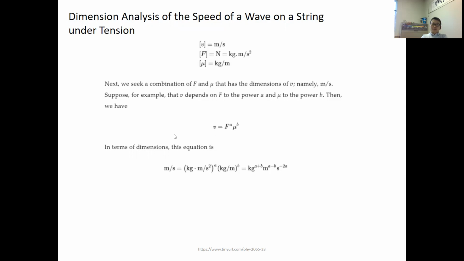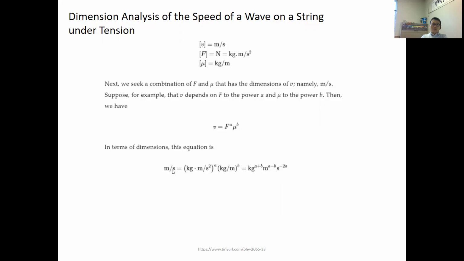On the left-hand side, the velocity should have units of meters per second. On the right-hand side, force is kg times meters over second squared to the a power, and then kg over m to the b power. So you will have kg to the a plus b, and then meters to the a minus b, because meters is in the denominator on the second term. The seconds then have a power of minus 2a, because they are in the denominator. That's the dimension you get from the right-hand side, and it should be equivalent to the left-hand side.